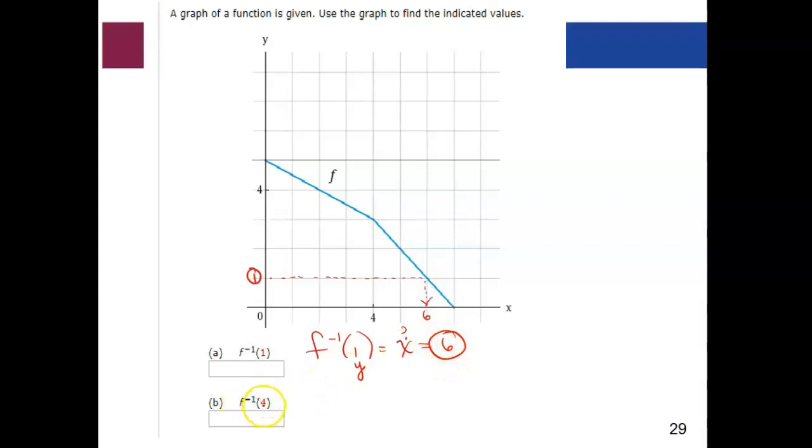If I look at f inverse of 4, this is my y. I'm going to go to where y is 4. So I'm going to go over and I'm going to go down. I'm going to get a value of 2 for my answer.